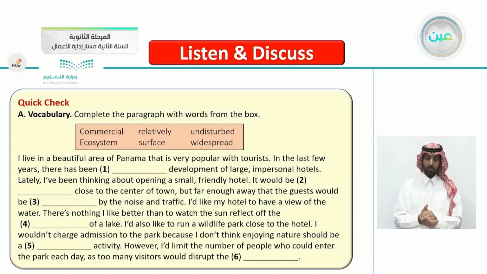So here's a quick check, a vocabulary quick check. Complete the paragraph with words from the box. You can see the vocabulary here in the box: commercial, relatively, undisturbed, ecosystem, surface, and widespread. So we have these 6 words, and we have to put them in the gaps in this paragraph.